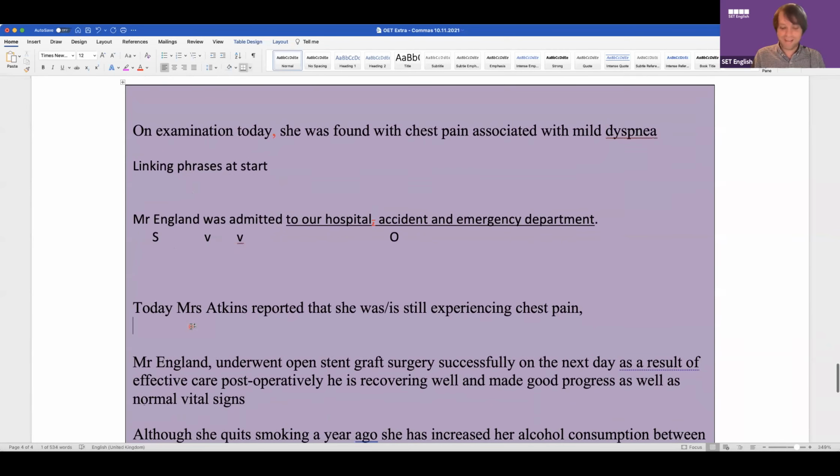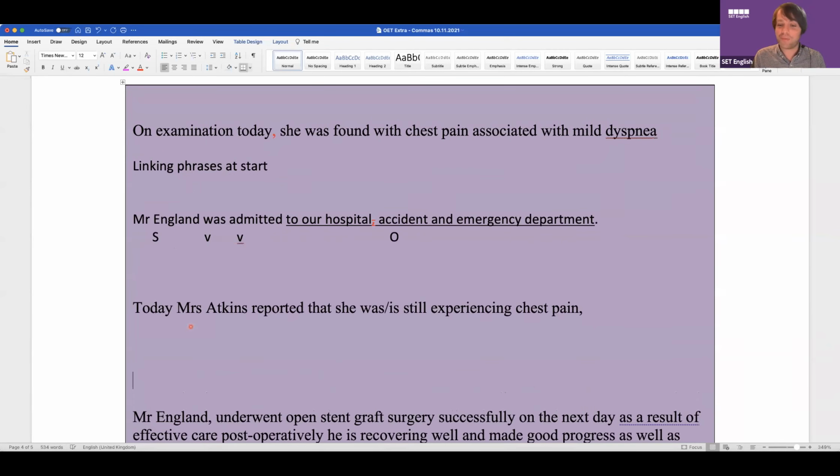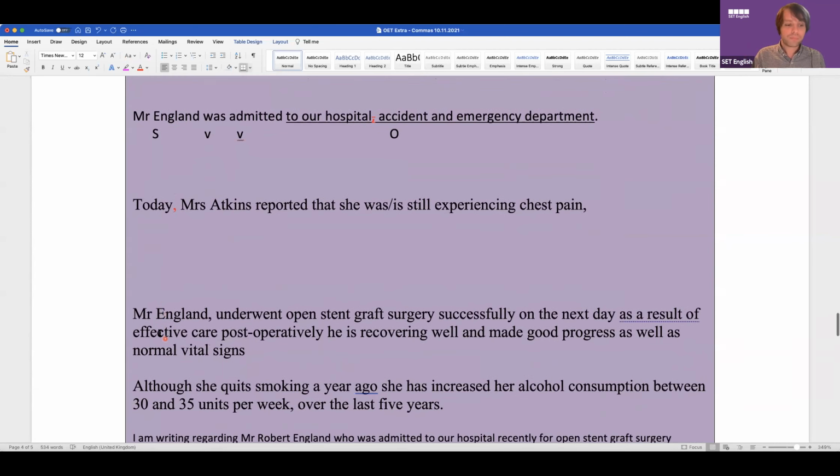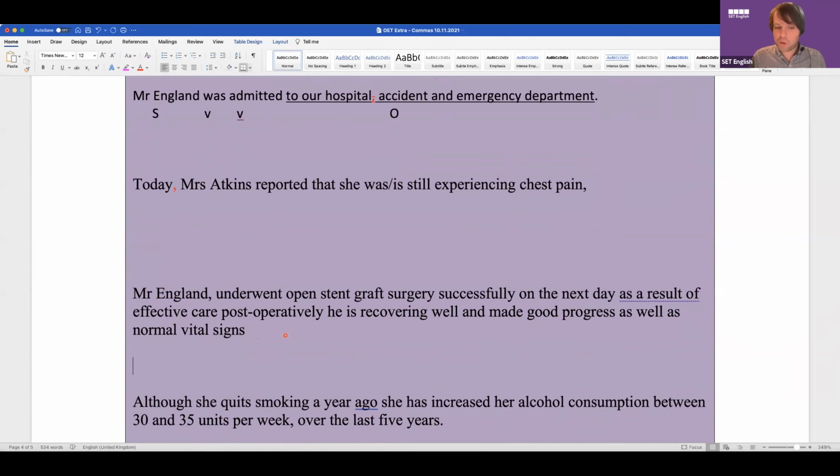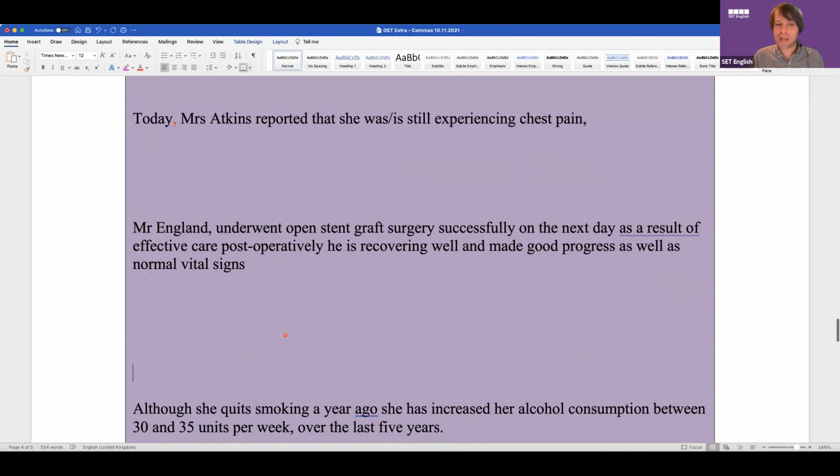Okay, today, Mrs. Atkins reported that... what's the problem? Today, comma. This is a real error. You're driving me crazy with this one, especially because I honestly think your language score in the writing could be affected by something simple like that. Okay. All right. Something a bit more tricky now. This one's a bit more challenging.